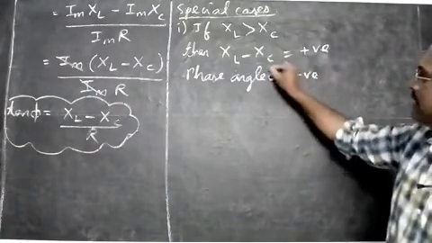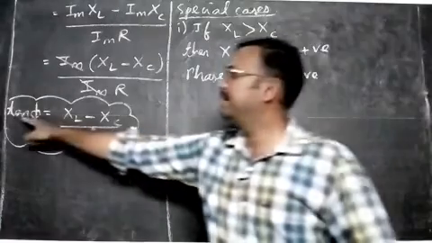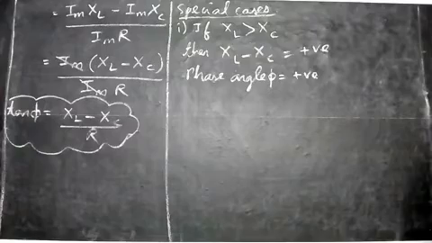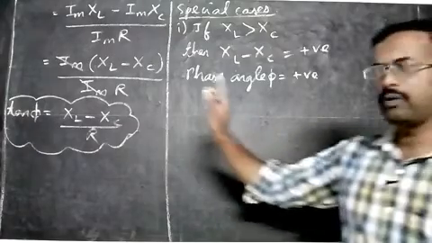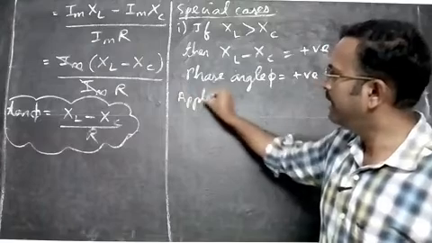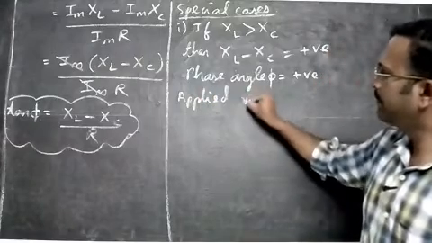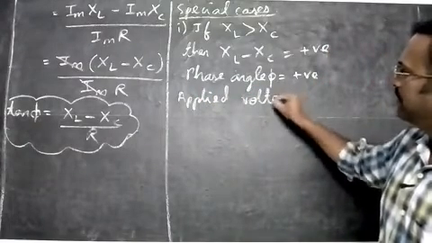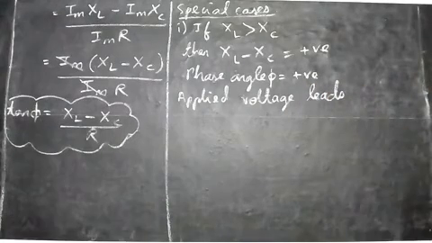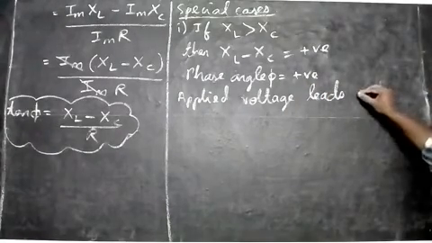Phi, I didn't write. Okay, how to find phi? You write tan inverse, it will come now. It's simple. That will be a positive term. And then you see next what happens is the applied voltage will lead the current by 5 degrees. Okay, so applied voltage leads the current by 5 degrees.